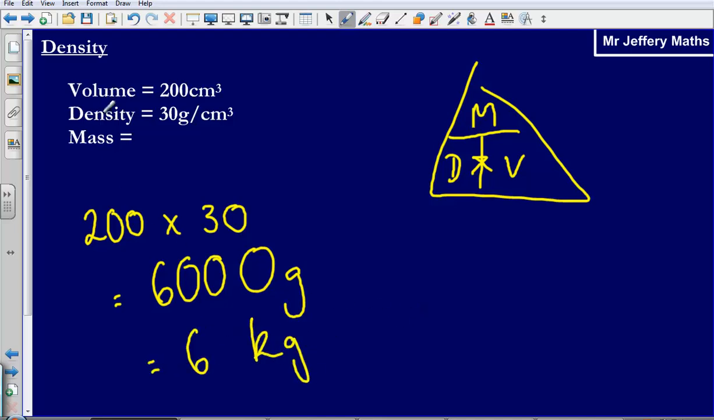So say for example, if I was looking for volume, then I would do mass divided by density. If I was looking for density, I'd do mass divided by volume. We looked at this the other day, so we should be fairly comfortable with this.